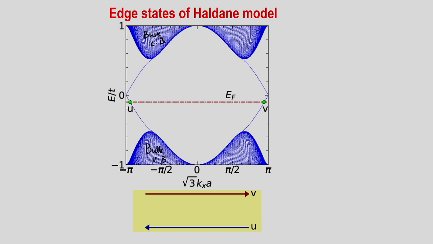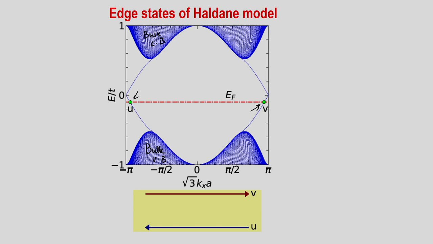And what we have done is that we have calculated the chirality of the electron, or the sense of motion of the electrons at the two points, the U point and the V point. And it can be seen that at the U point, the electron moves from the right to the left. Okay, whereas at the point V, it moves from left to right.